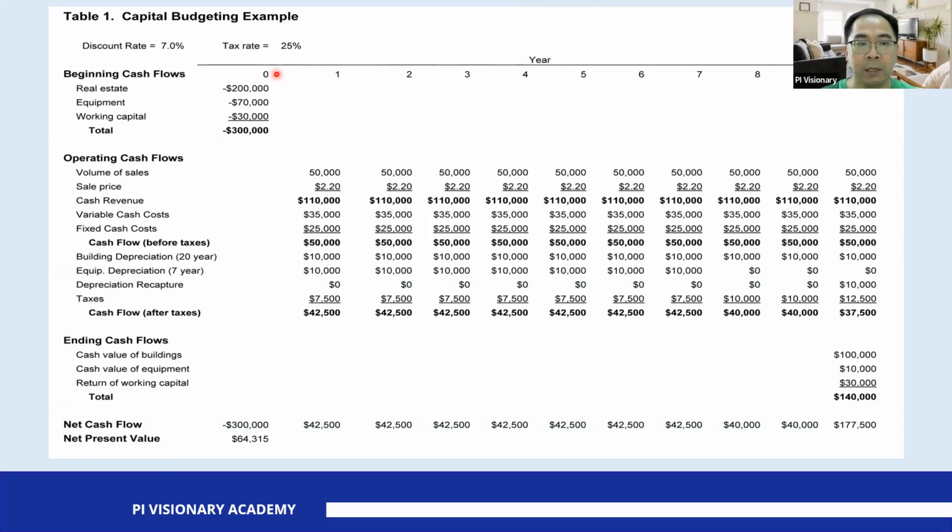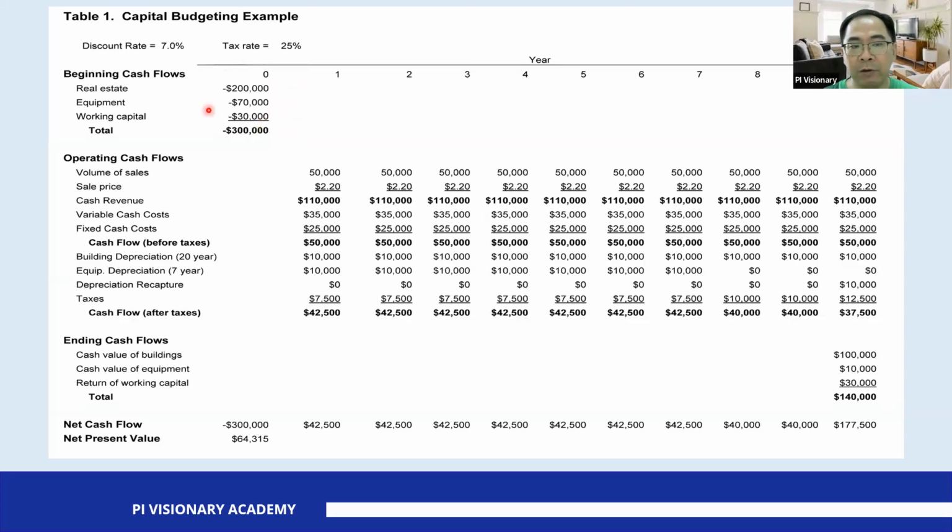Year, number of year 0, which means now. 1 year later, year 1, year 2, 3, and so on. So at the beginning, this one is real estate, maybe you want to buy a new house or new building, or buy new equipment to run the business, we require the working capital. So 1, 2, 3, you add up 300,000 now, year 0, now.